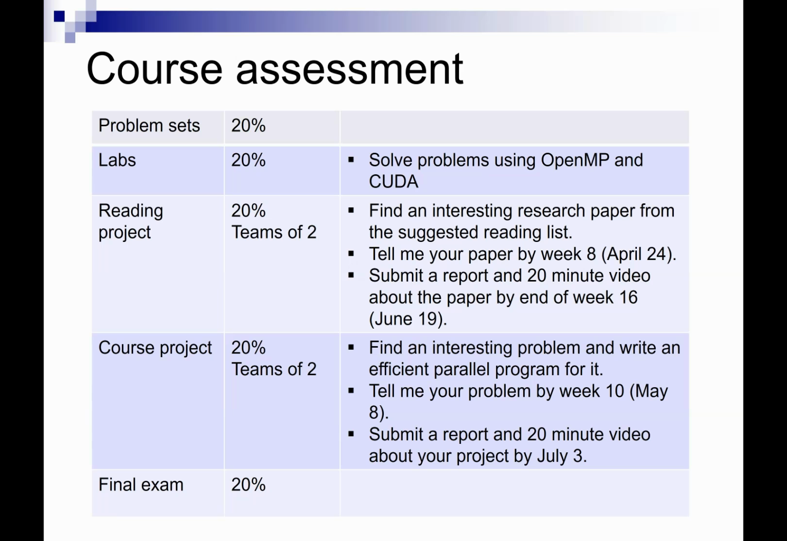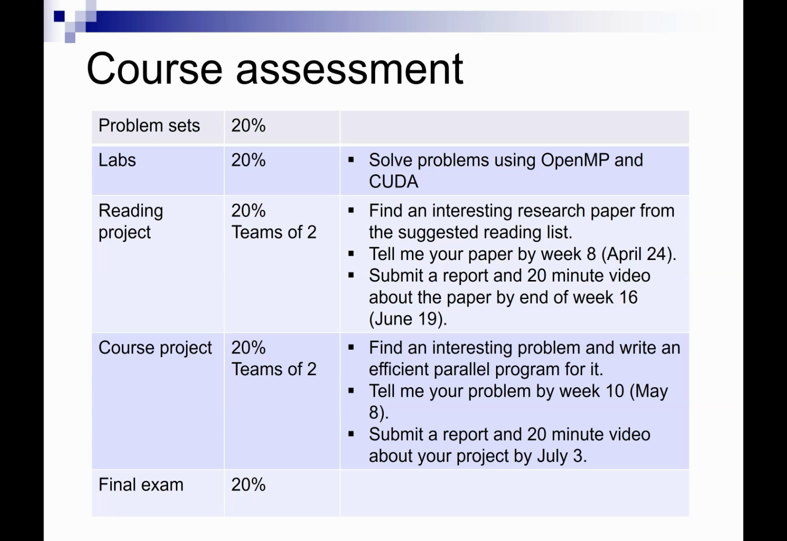Okay, and the other project for the course is a programming project. It's a course project. It again counts for 20%, and again you can work in teams of 2 people. So you can work in the same team for the reading project and the course project. And here the difference is that instead of finding a paper to report about, you should find a problem that you think is interesting, right? And then you should write an efficient parallel program to solve that problem.